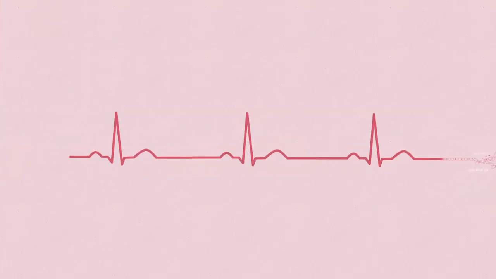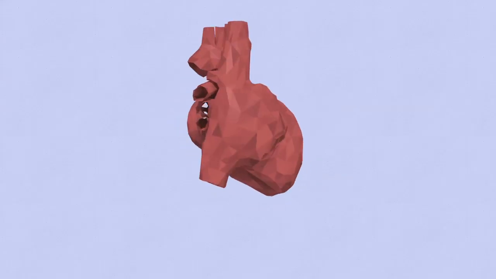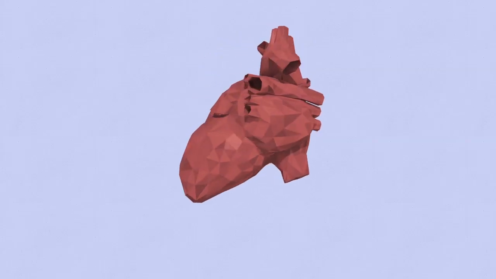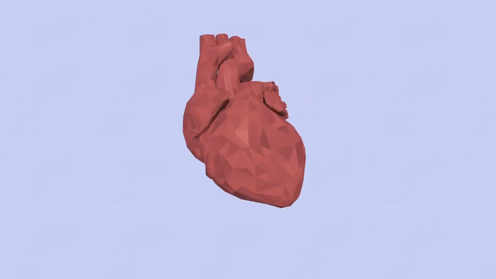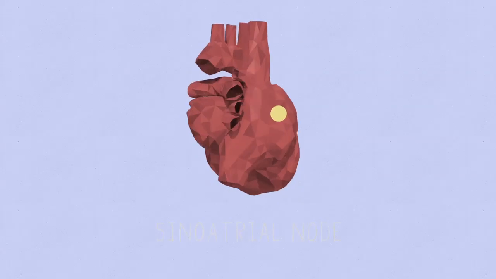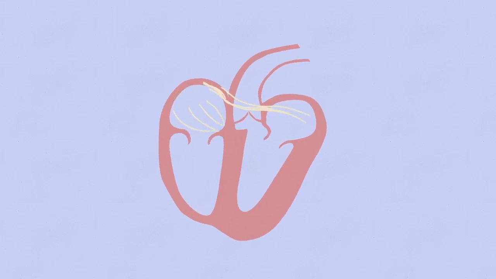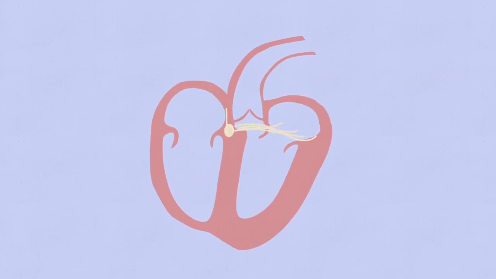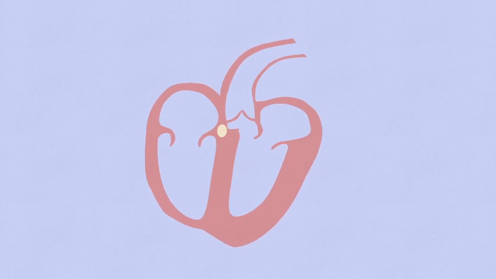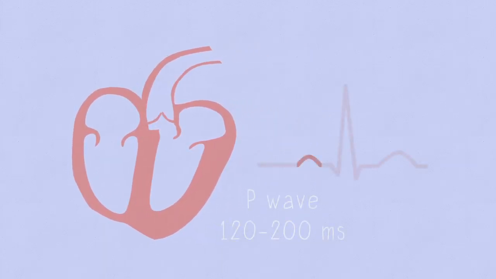ECG. If the heart is beating normally, the cardiac cycle begins with a spontaneous depolarization in a specialized area of the right atrium, known as the sinoatrial node. This depolarization then spreads through the atrial muscle fibers across the atrial septum to the left atrium. This is seen as the P wave on an ECG.